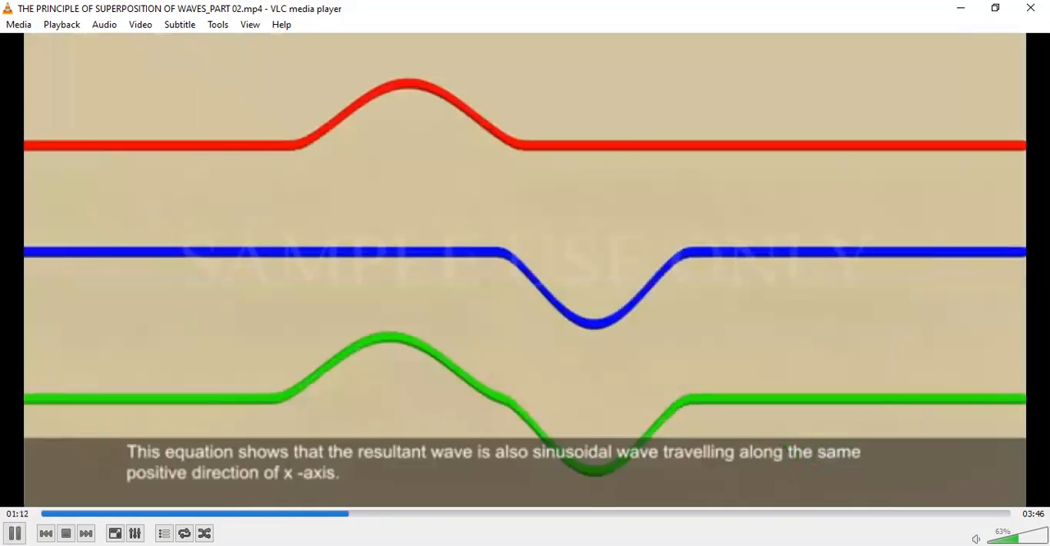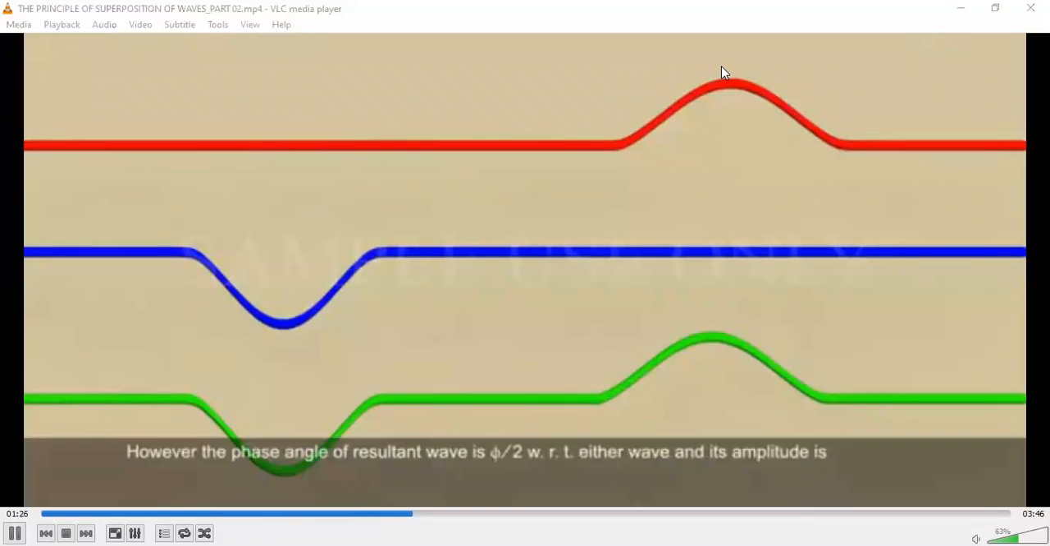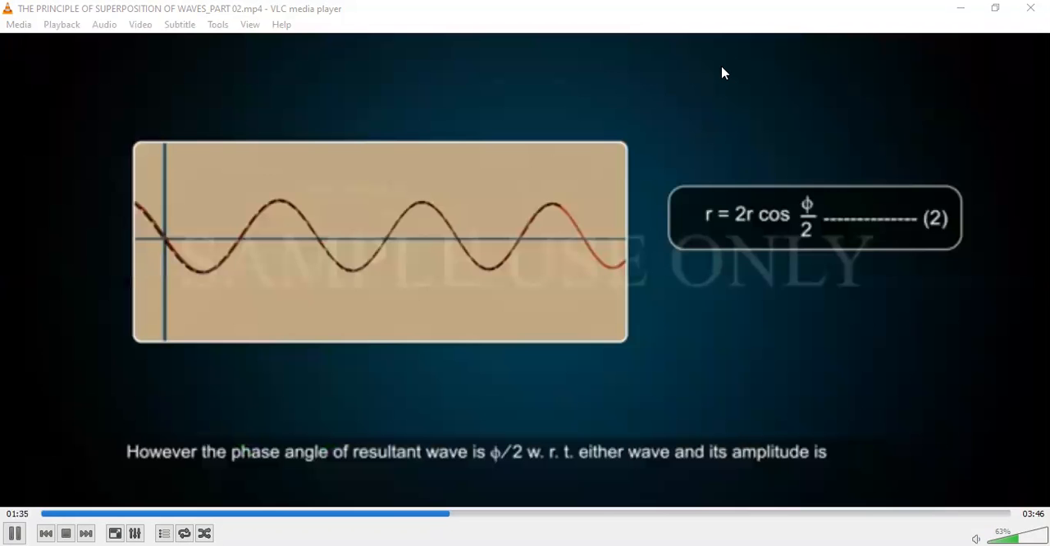Equation 1. This equation shows that the resultant wave is also a sinusoidal wave traveling along the same positive direction of the x-axis. However, the phase angle of the resultant wave is phi by 2 with respect to either wave, and its amplitude is R equals 2R cos phi by 2.